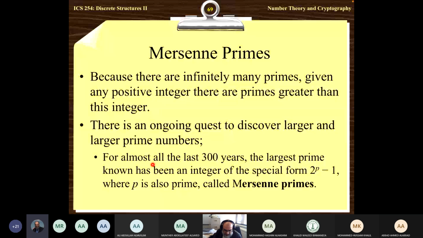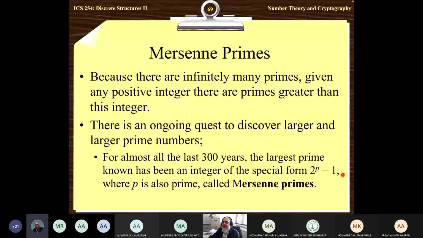So for almost all of the last 300 years, the largest prime known has been an integer of the special form 2 to the power p minus 1, where p is also prime. Okay? For the last 300 years, the largest prime numbers that we know of are of this form, 2 to the power p minus 1, where p is prime. Now, any prime number in this form is basically called a Mersenne prime.